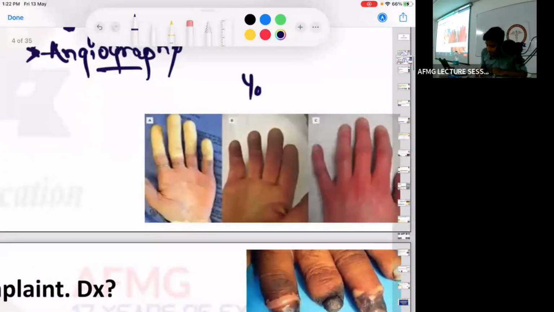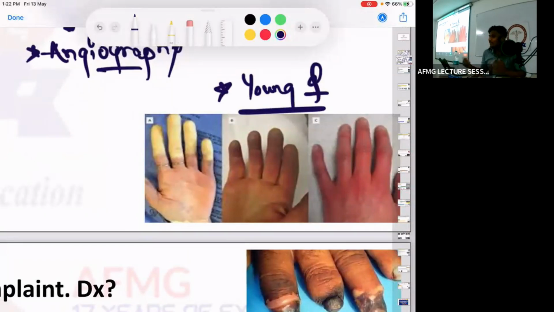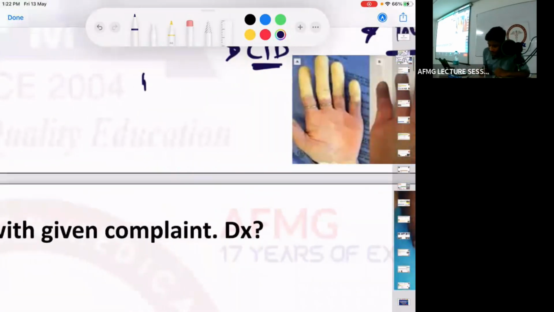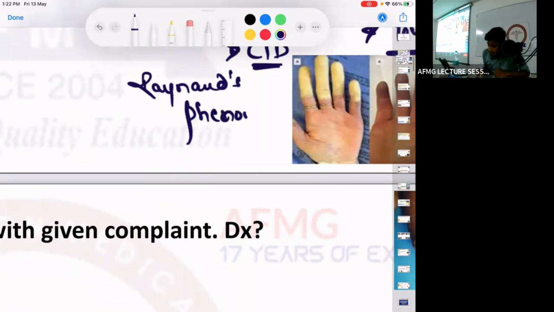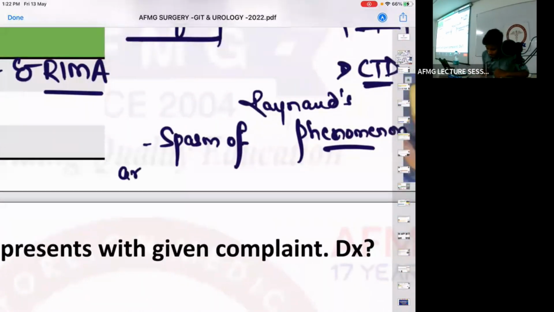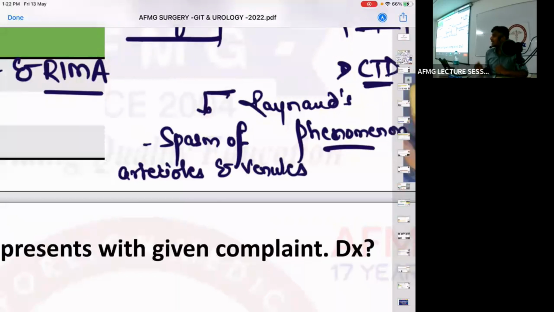If a young female presents to me who is a known case of SLE or a known case of scleroderma, a connective tissue disorder है patient में, and now she says on cold water exposure there are some color changes which are seen in her fingers or tips of the fingers. This is what is known as Raynaud's phenomena, and it is due to spasm of arterioles and venous. Both undergo spasm, ठीक है? Arterioles as well as venous.